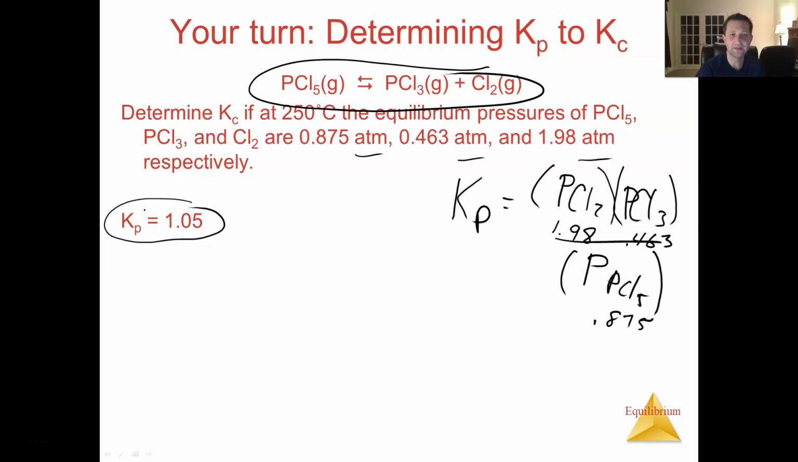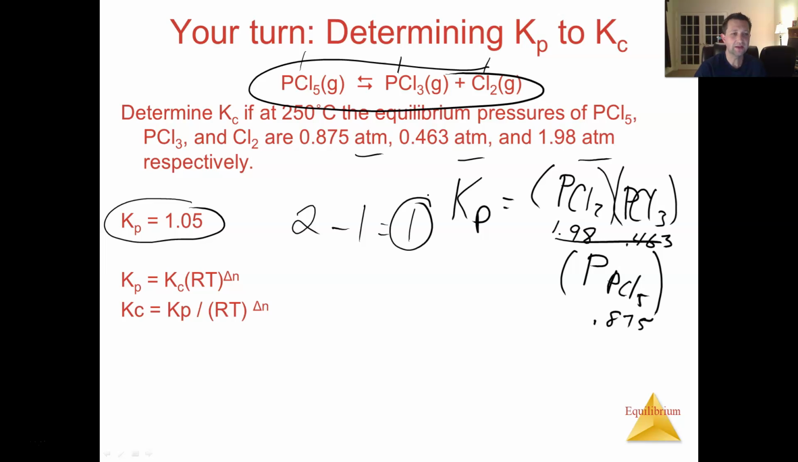Okay, we want to convert that into a Kc value. So we have our equation here, Kp equals Kc RT to the delta n. Let's figure out delta n. Figure it out and then we'll check our answer here. Delta n is going to be moles of gaseous product minus moles of gaseous reactant. So we have 1 mole PCl3, 1 mole Cl2, 1 mole PCl5. So the moles of gaseous product, 2, minus moles of gaseous reactant, 1, equals 1. Okay, so your delta n is 1.